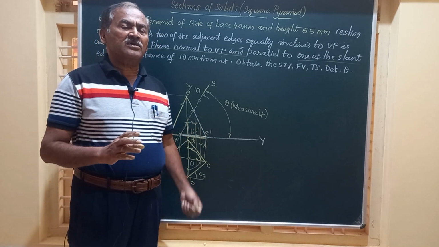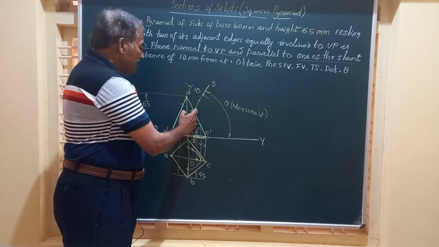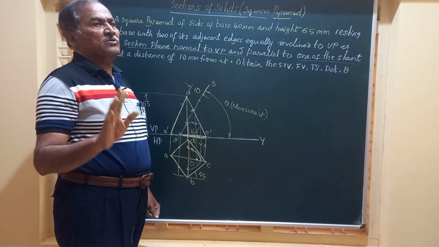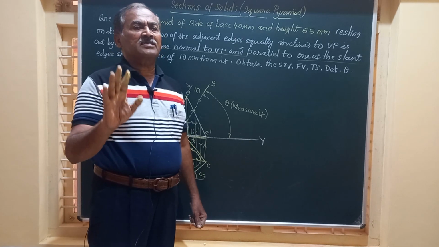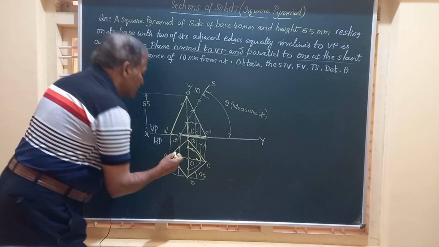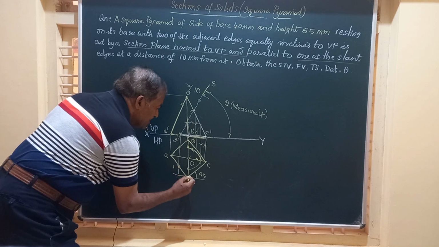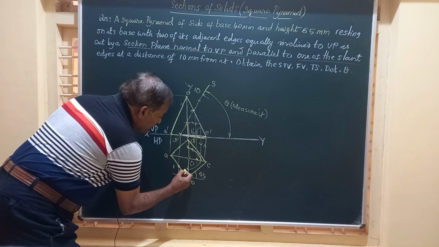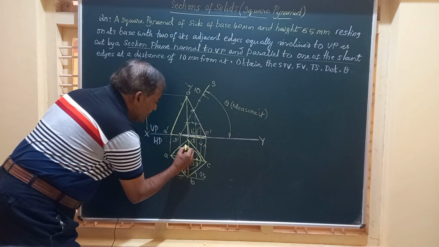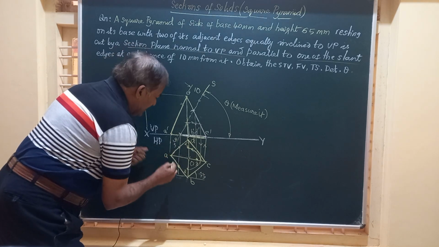So friends, here the section plane is cutting the base at 2 points, and 1, 2, 3 slant edges are also cut. That is OB, OD and OC. So basically there are 5 points where the section plane is cutting the solid. So friends, we will number those points one by one. If I start from here, this I will call point 1, this is point 2, point 3, point 4 and point 5. So we'll join all those by straight lines.